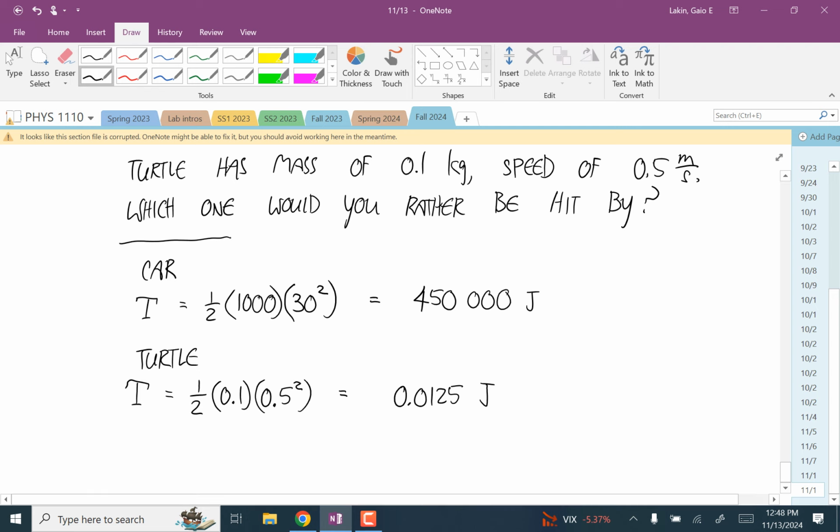So how could you increase the energy of these things? Well, you probably can't increase their masses much. All you can do is have them go different speeds. If the car was stopped, then the turtle actually would have more kinetic energy than the car, and it would actually hurt a little bit less to just lean up against the car.